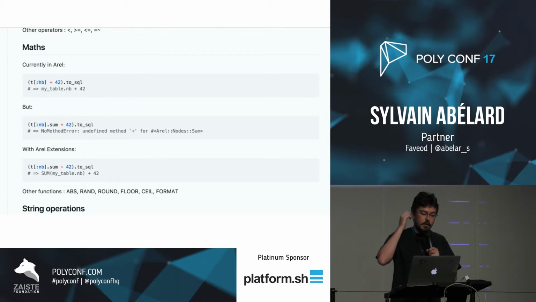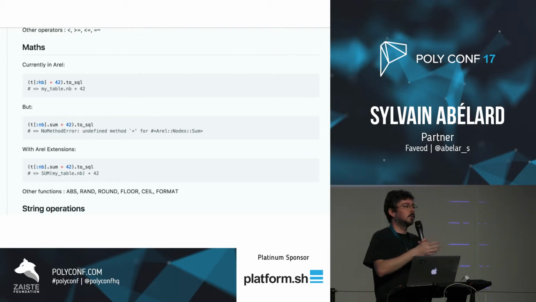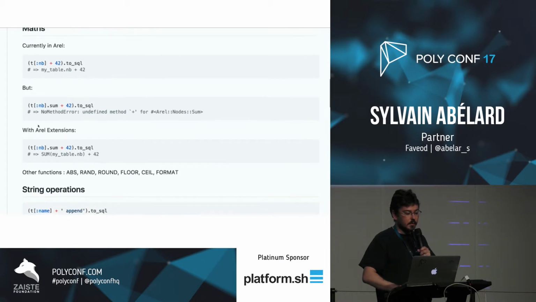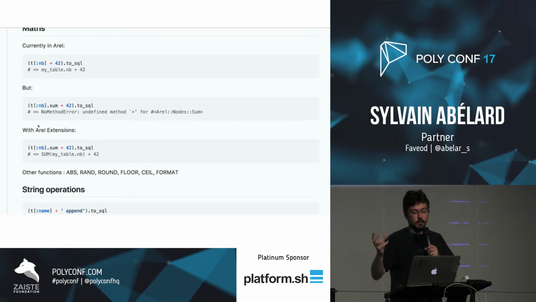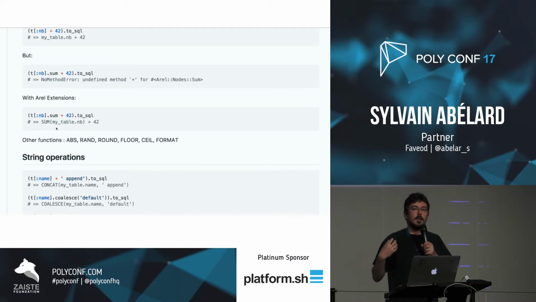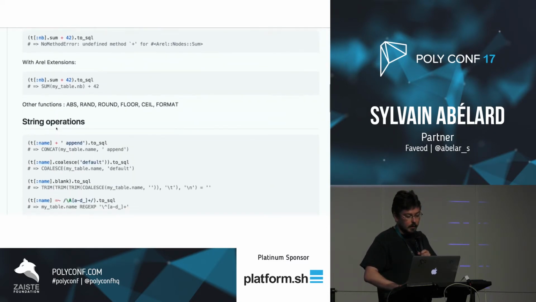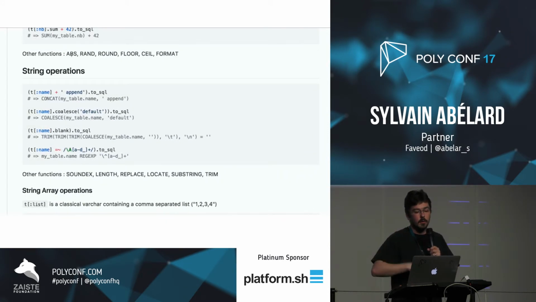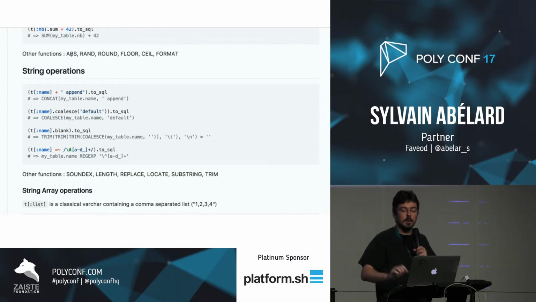Currently in Arel, it works pretty cool if you have a column like number and you want to add a literal like plus 42. But if it's not exactly one column, like the sum of one column, and then you add 42 to the sum, it would not work today. So we added the nodes that are missing in Arel. And we also added math functions like absolute, random, round, floor, ceil, and whatever, because when you want to round things, every platform is not really compatible and doesn't help you very much.